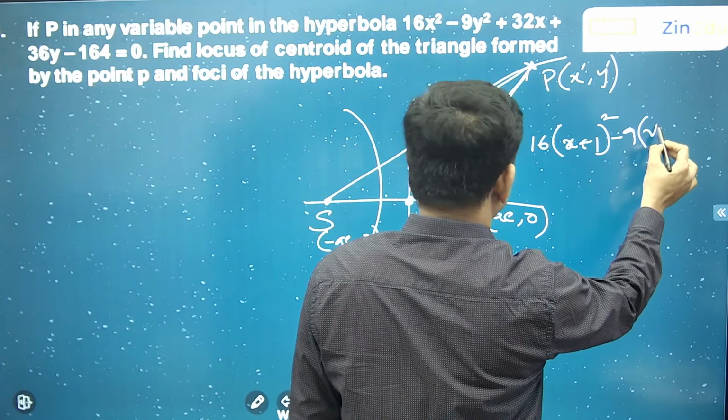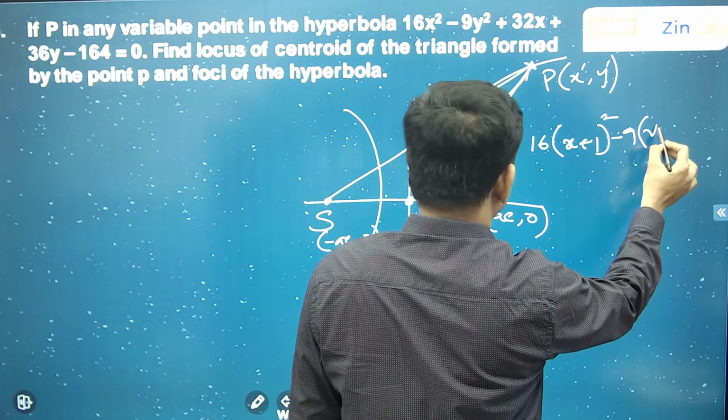So what is your center? Minus 1 comma 2. So minus 1 gets added, 2 gets added. That's it. So if your point whose locus is to be found is (h, k), then h, k is minus 1 plus x dash by 3, comma 2 plus y dash by 3, where the point on the hyperbola is minus 1 plus x dash, or directly if you call this point (x, y), I'll do it afresh for you.